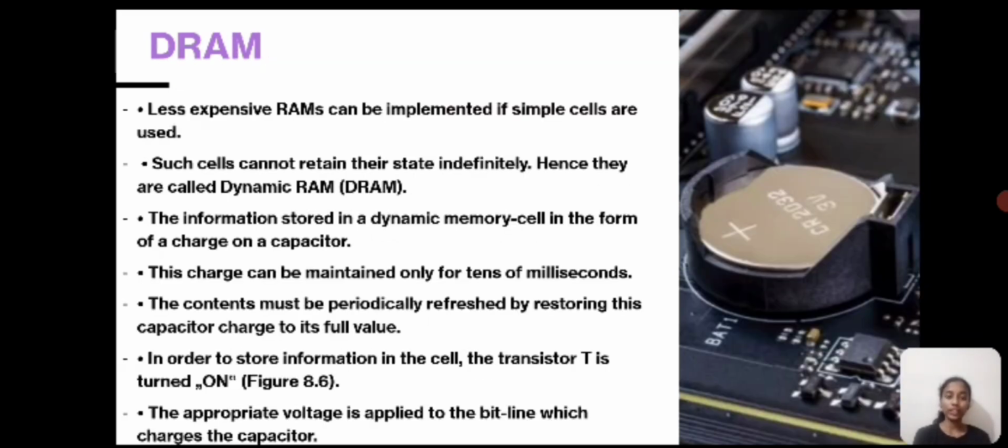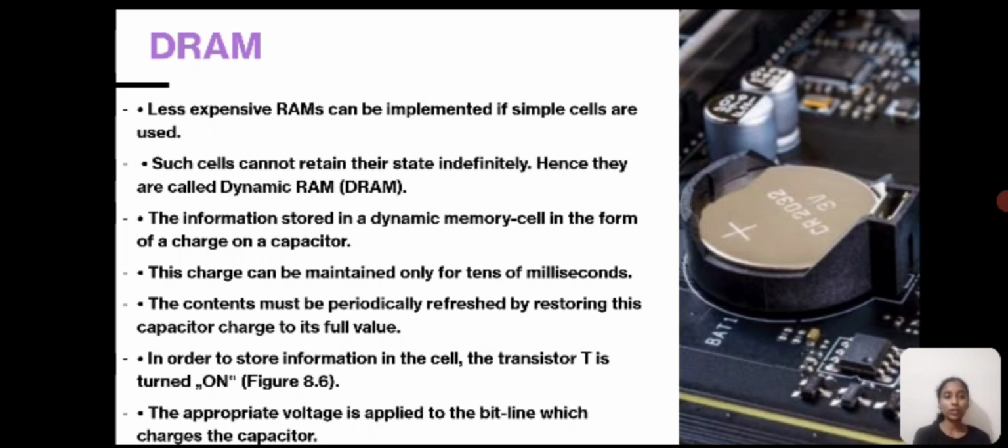Let us move on to the dynamic random access memory, DRAM. Less expensive RAMs can be implemented if simple cells are used. Such cells cannot retain their state indefinitely. Hence, they are called dynamic RAM or DRAM. The information is stored in a dynamic memory cell in the form of a charge on a capacitor. This charge can be maintained only for tens of milliseconds. The contents must be periodically refreshed by restoring this capacitor charge to its full value.